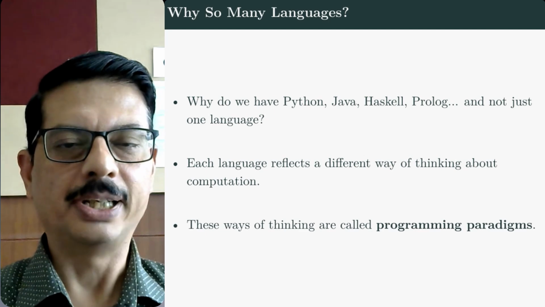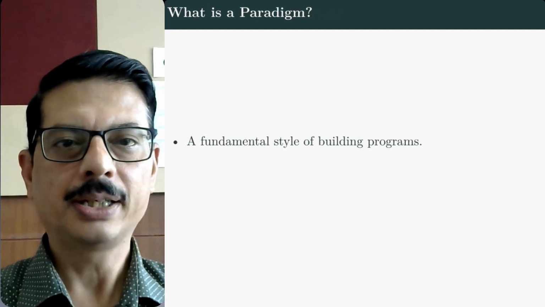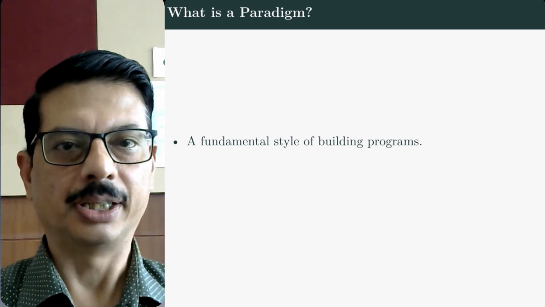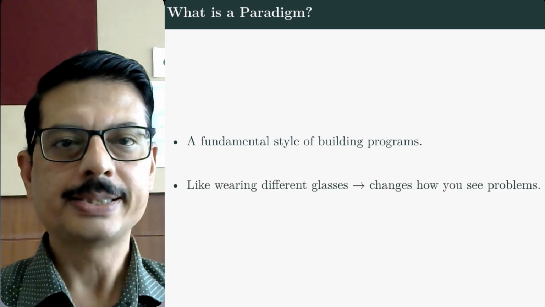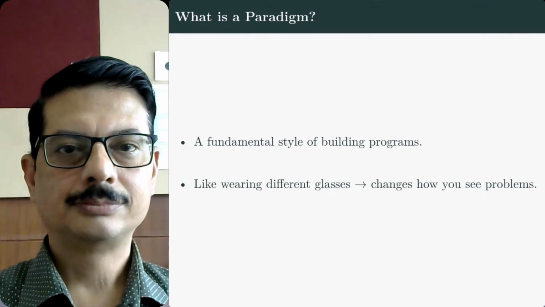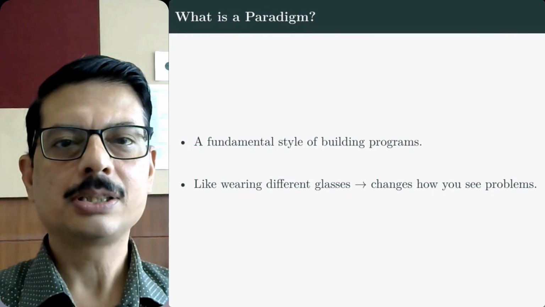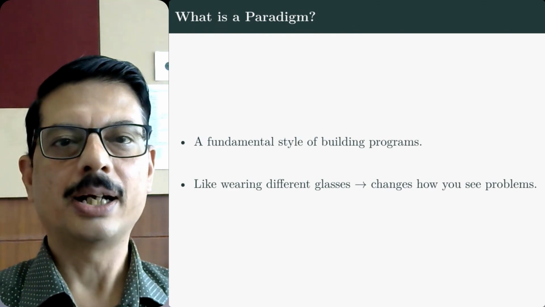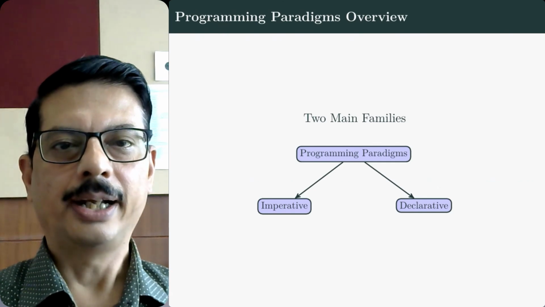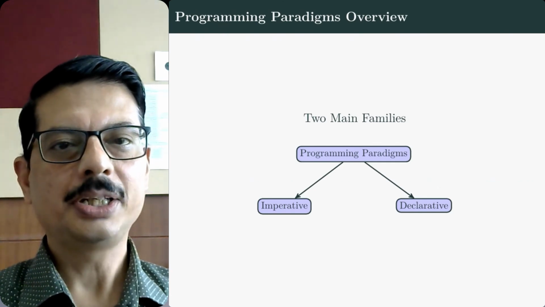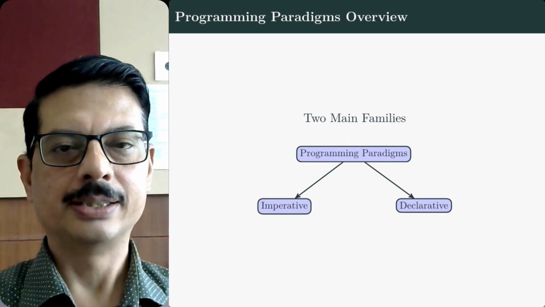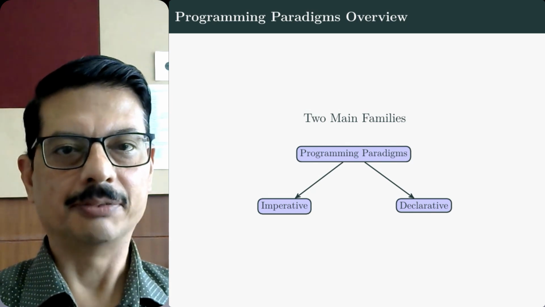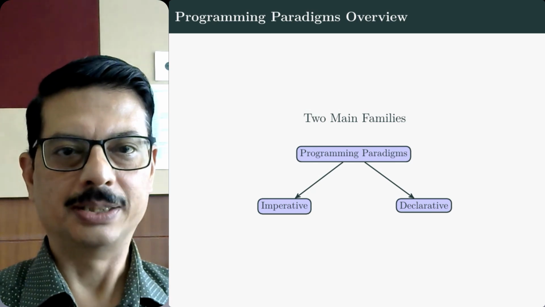Paradigms are like a set of lenses. When you put on one pair, you see a problem in a certain way. Put on another pair, and the same problem looks completely different. A programming paradigm is a fundamental style of building programs. It's not about syntax, it's about the underlying model of computation. At the highest level, we usually divide paradigms into two families, imperative and declarative. Let's explore what those are.